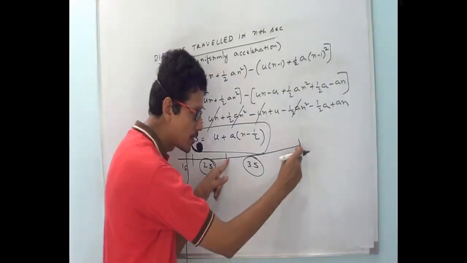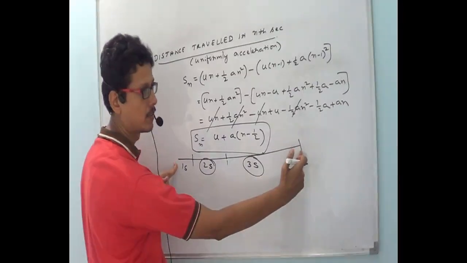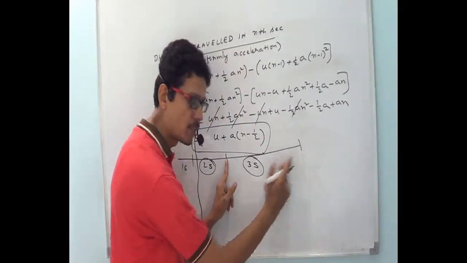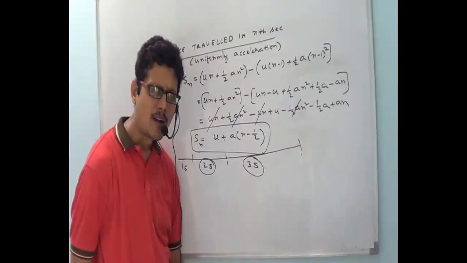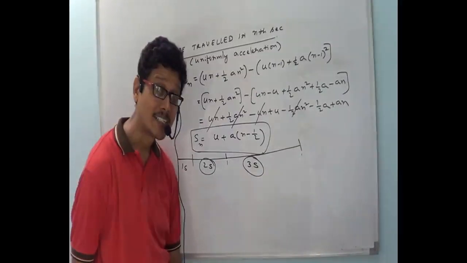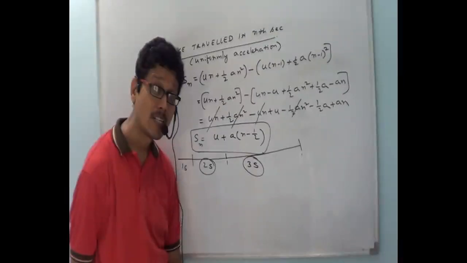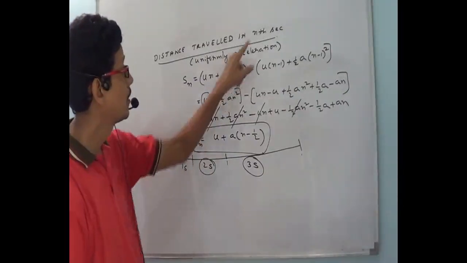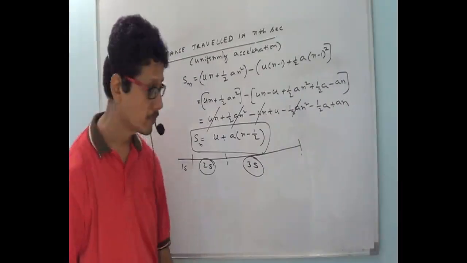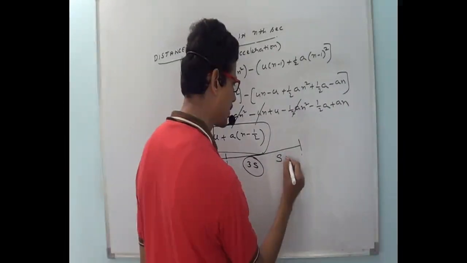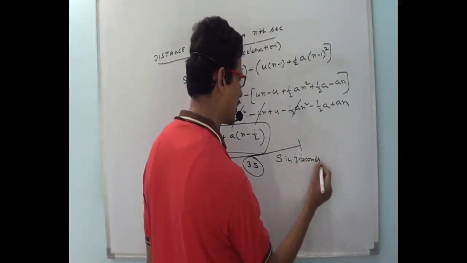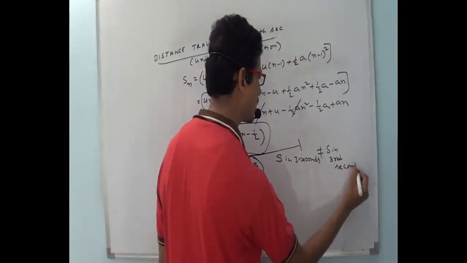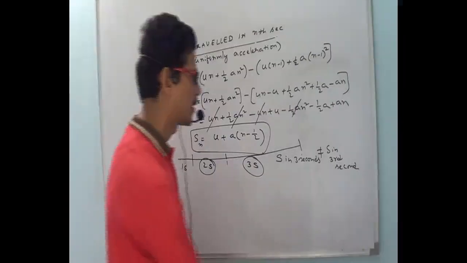So distance covered in the third second is different from distance covered in 3 seconds. This is the total distance covered in 3 seconds, and distance covered in the third second means this part only. Are you understanding the difference? Distance traveled in n seconds is different from distance traveled in the nth second. What is the formula for distance traveled in the nth second? Note this down. I will write it like this: distance traveled in 3 seconds is not equal to distance traveled in the third second.